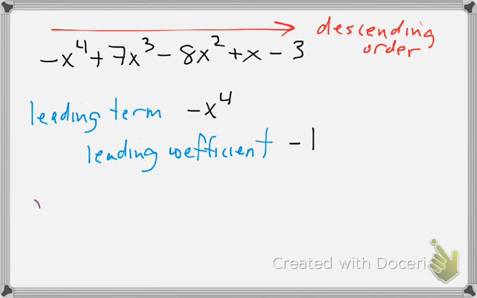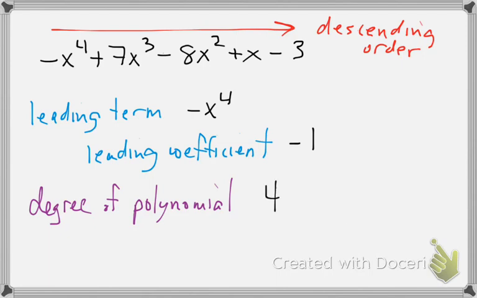Last piece. The degree of the polynomial. Now each term has its own degree, but we can say that the polynomial has a degree as well. And what do you think that's going to be? The highest one. Whatever the highest degree is for any term, call that the degree of the polynomial. Is that okay?